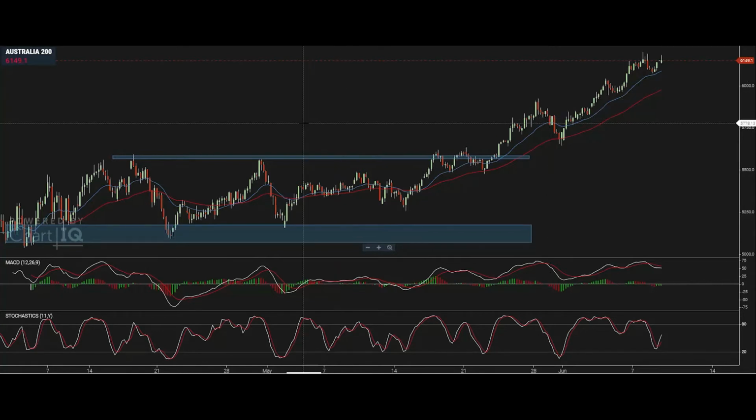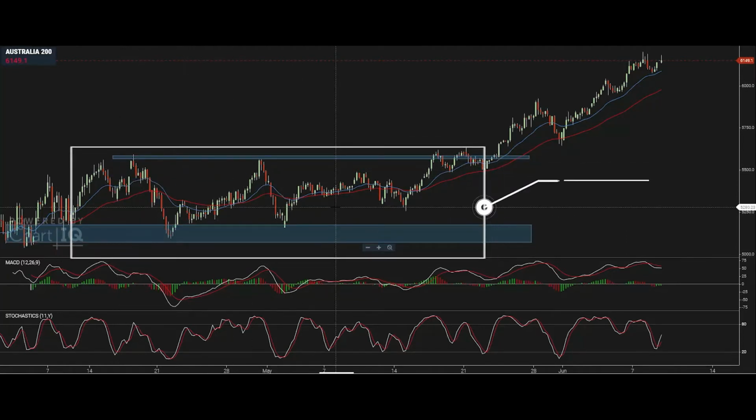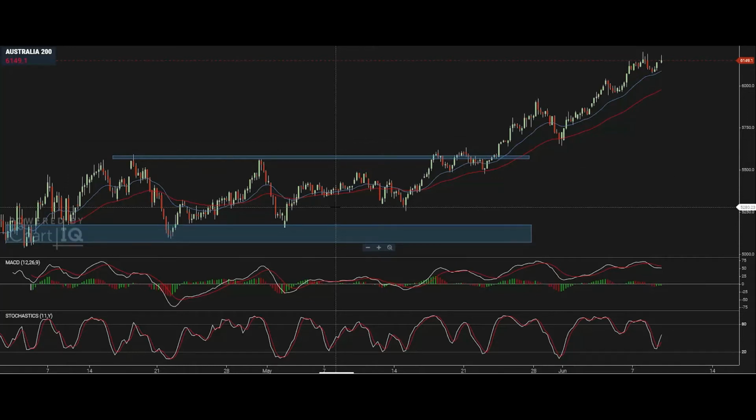Ideally what we're trying to do in any trade is keep ourselves out of a congestion zone or potential consolidation zone, and take advantage of a momentum move when the momentum's up or down. So in this case, on the ASX 200, we're looking at this section here when the momentum is up.